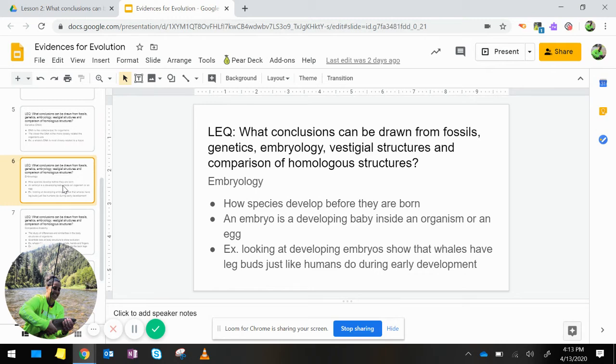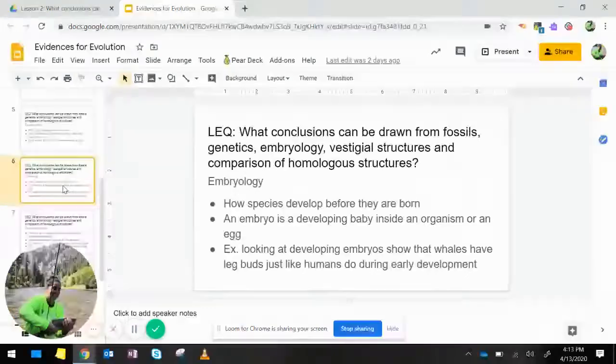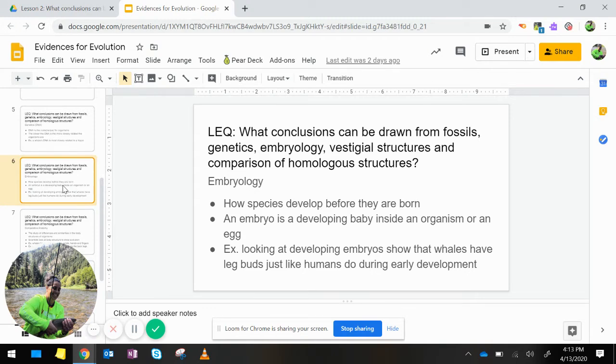The next evidence is going to be embryology, and this is basically how species develop before they are born. So how they're developing when they're gestating or how they're developing within an egg. An embryo is a developing baby inside an organism or inside an egg. And so one of the things is looking at developing embryos shows that whales have leg buds just like humans do during early development. The difference is that human leg buds actually develop and turn into legs, while the whale's leg buds do not.